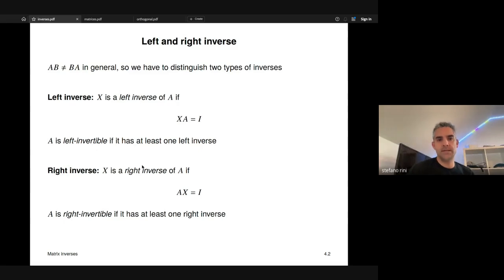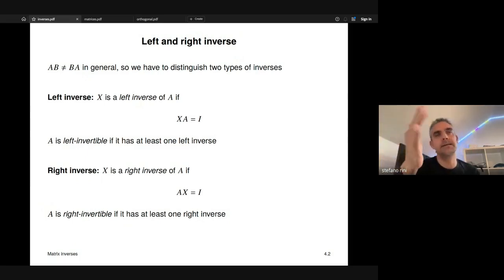Okay, so we said that X is the left inverse of A if X times A is equal to the identity matrix. And if A is left invertible, it has at least one left inverse. And X is the right inverse of A if A times X is equal to I, and A is right invertible if it has at least one right inverse.